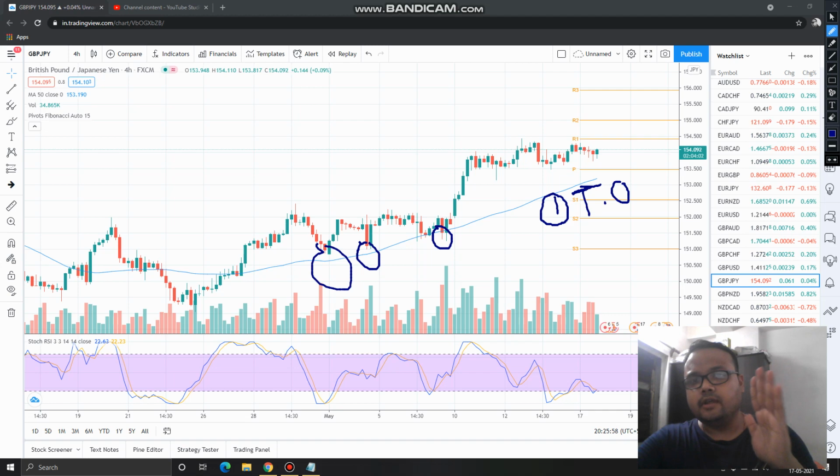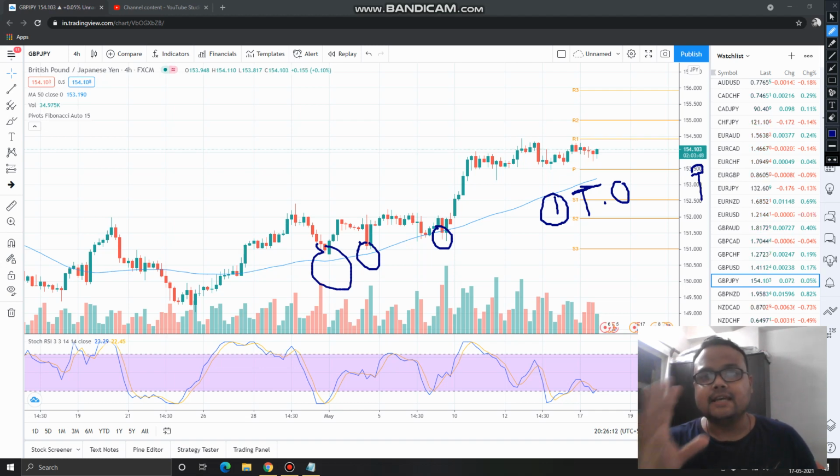If the market comes down and takes support at the 50 moving average, just observe the price. If you see that it is taking support, it is forming a hammer kind of a pattern, and price is being rejected from below, then we will get the confirmation that yes, the 50 moving average is a valid support and we can buy. So this is our first trading opportunity.